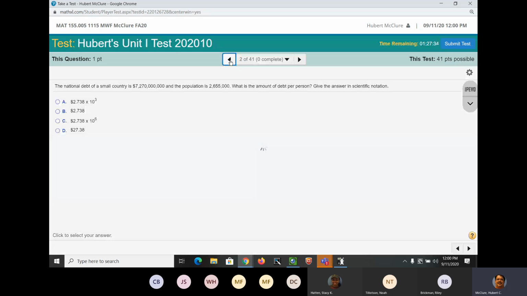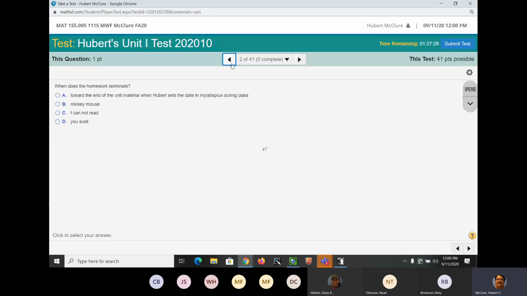I don't know why the computer's running so slow. Hold on just a second. All right, so here's the bonus. That's equal to 100. The rest of them are no answer. It shouldn't take this long to go from question to question. When does homework terminate? Well, at the end of the outline.